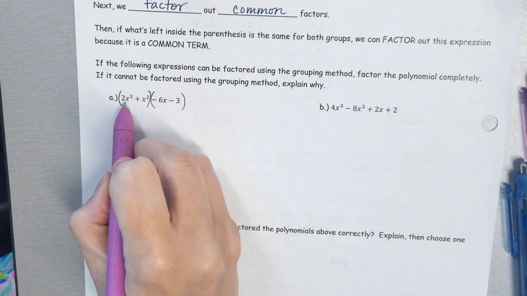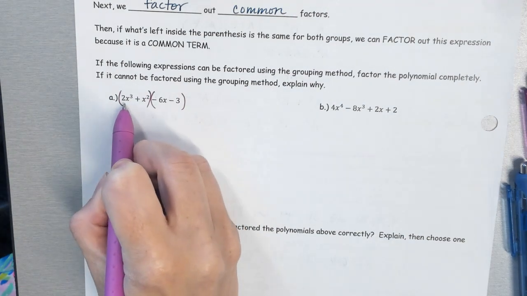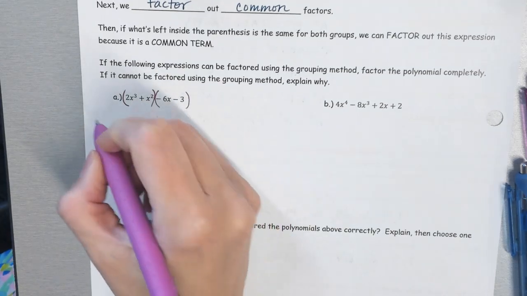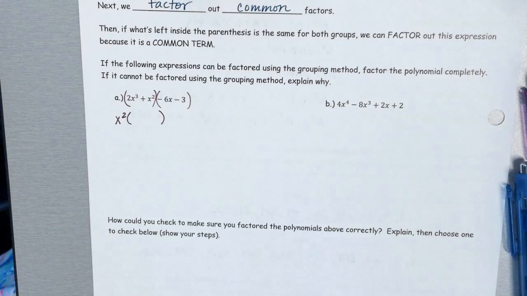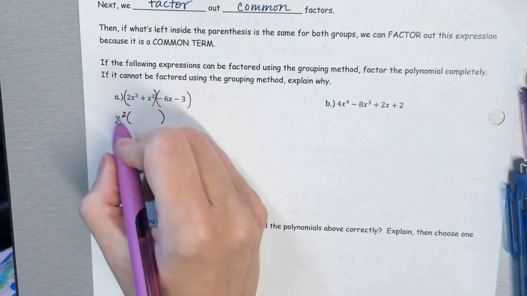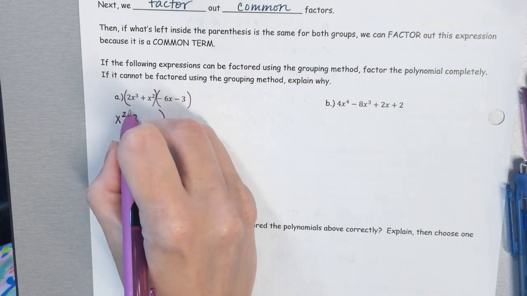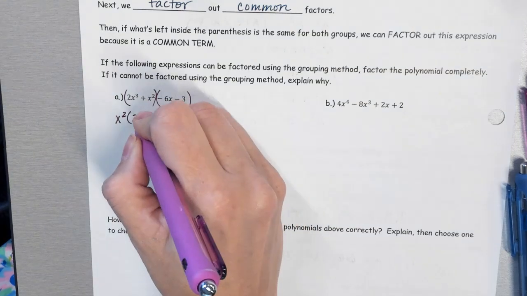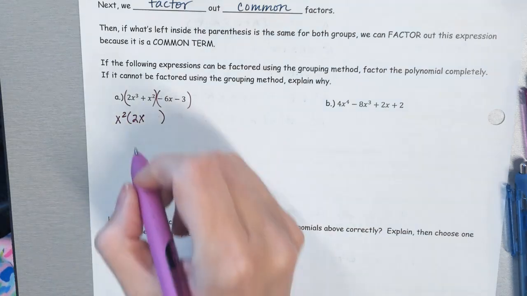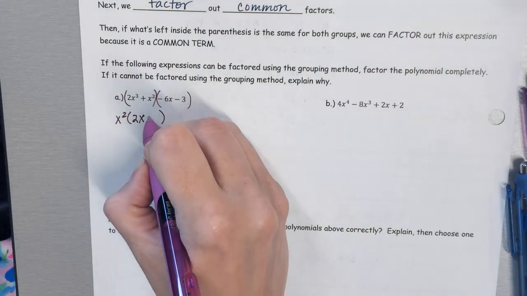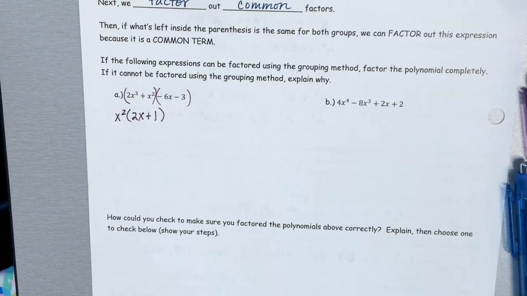So when you're doing that, what can you take out of both 2x cubed and x squared? X squared. So when you take out the x squared, you are dividing. So the 2 is going to stay, 2 divided by 1. What's x cubed divided by x squared? X. What's x squared divided by x squared? 1. So this is a positive 1.